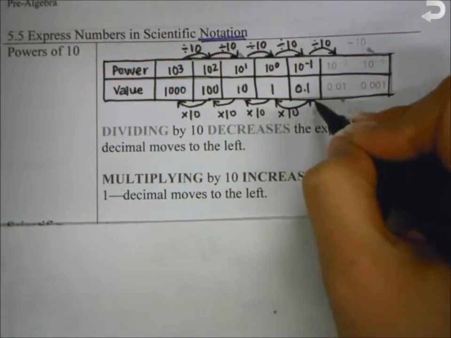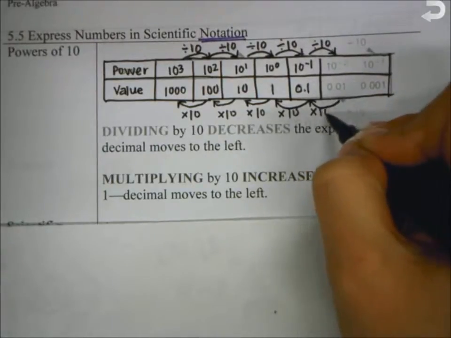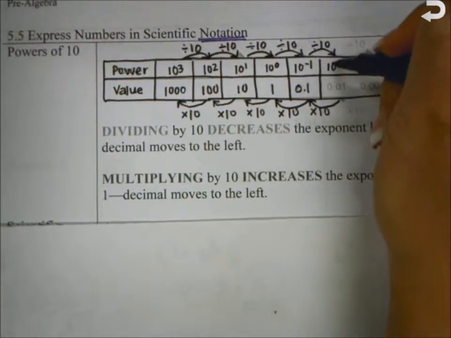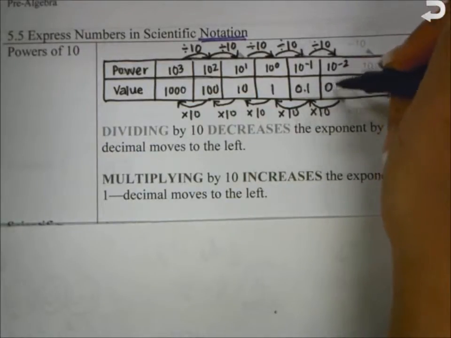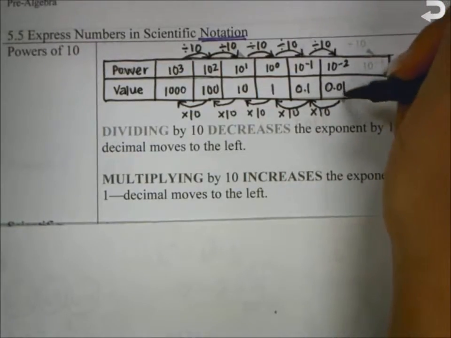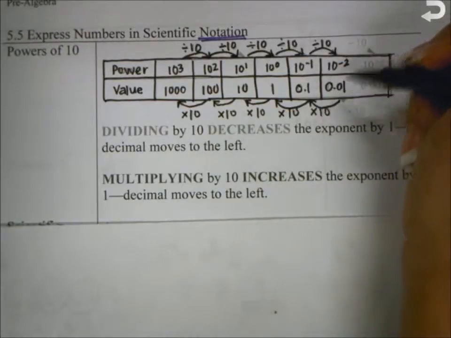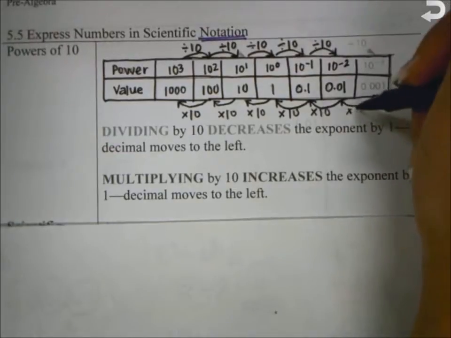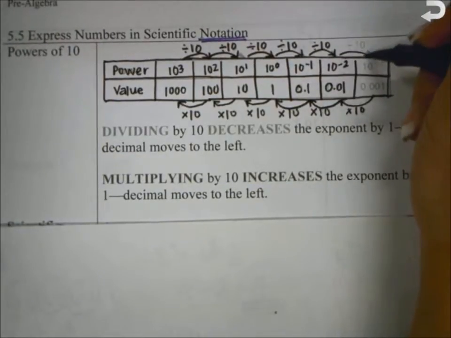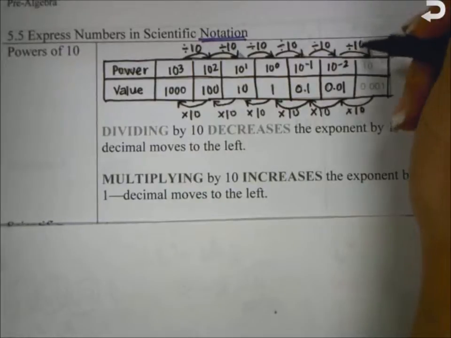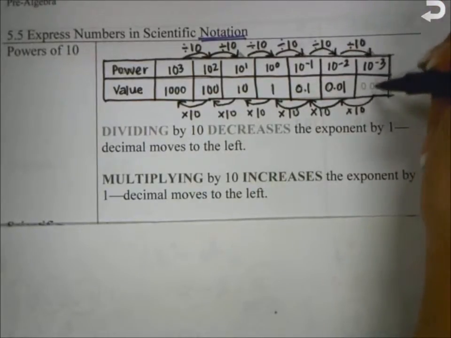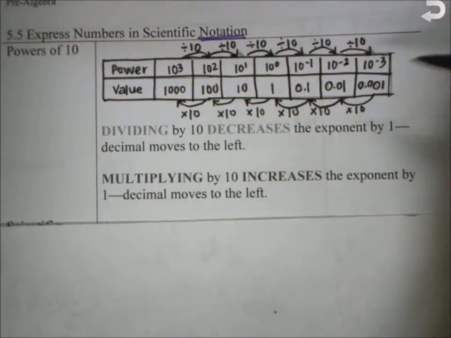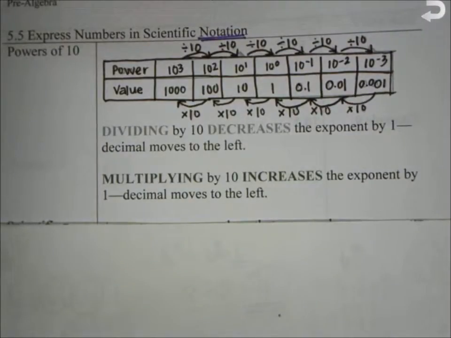What if I divide by 10 another time? 10 to the negative 2. My decimal is going to be 2 places to the left. And what if I have 10 to the negative 3? How many places to the left does it move then? 3. Okay? That's the basis of scientific notation, is that when we multiply by 10, what we're really doing is moving our decimals over, right?